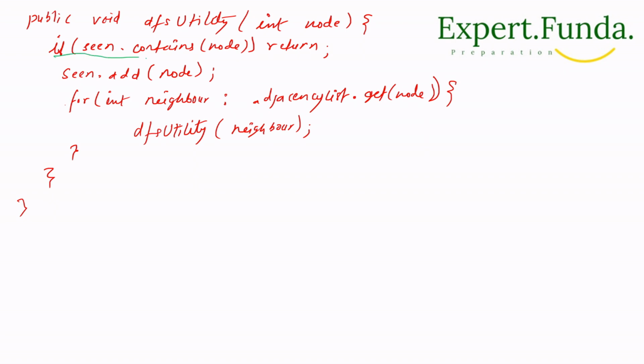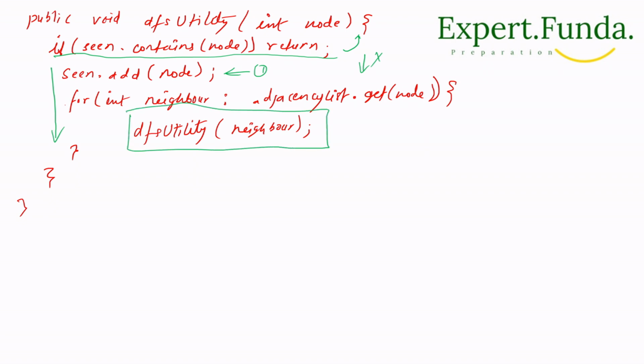Then we will go here, and it will check the scene. If it contains the node, then it will not do anything, it will not go to this line, it will return here. But if not, it will continue with this line. First we will add onto the scene, then we will go for all the neighbors like previously, and internally we'll call all its neighbors. Only the scene we have to maintain.